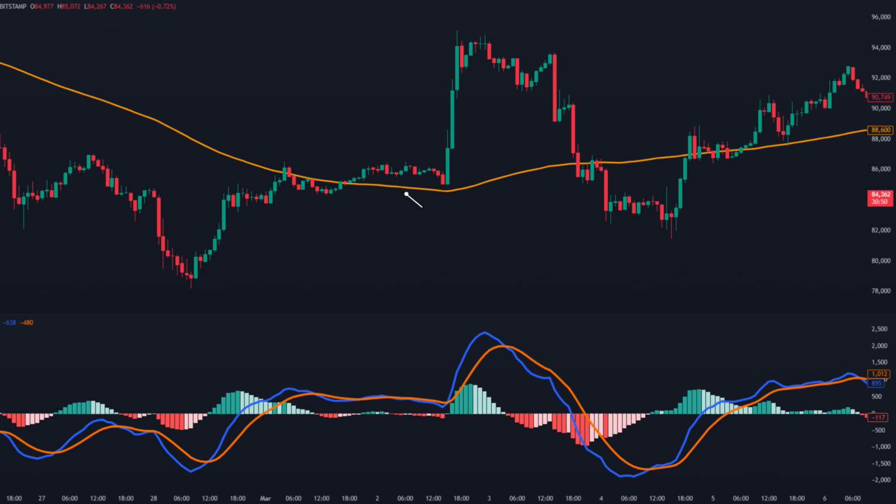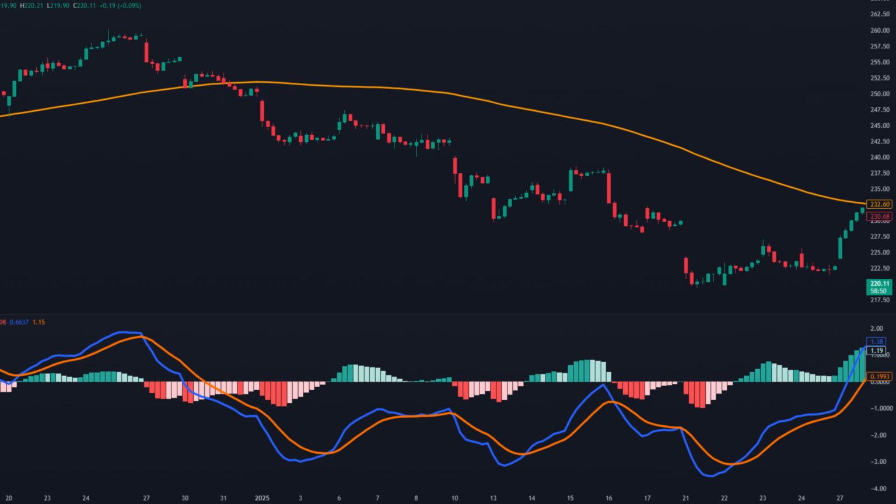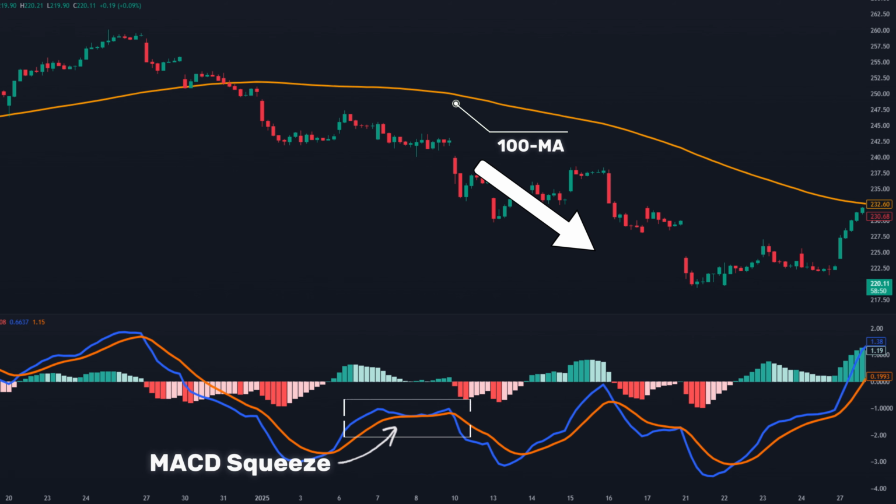So if we're looking for buy or go long trades, we want the price to be above the 100-day moving average, and we want to see that MACD squeeze. Then we wait for the upward breakout. If we're looking for short trades, it's the exact opposite. We want the price to be below the 100-day moving average. We wait for the MACD squeeze to show up. Then we wait for the downward breakout.